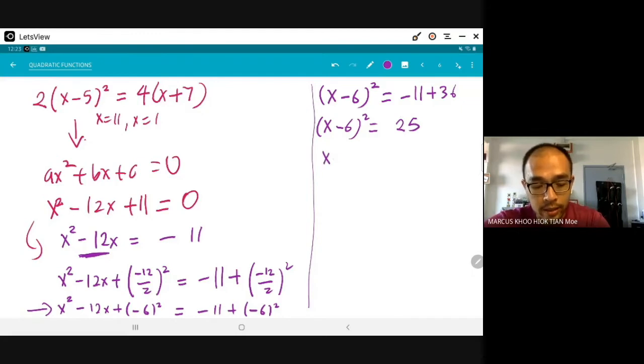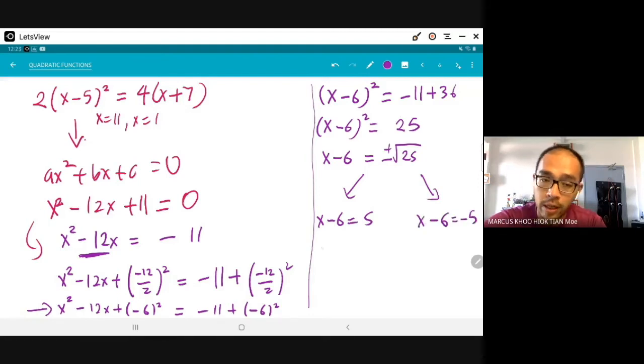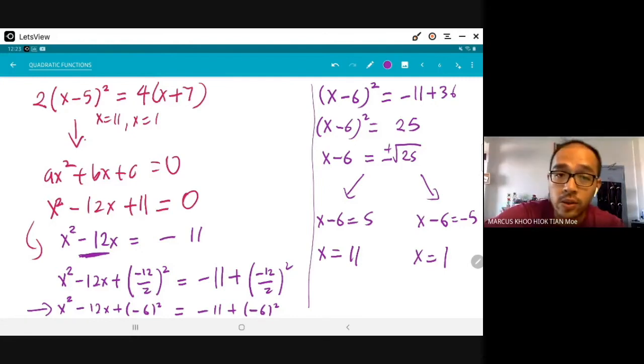Okay, so x minus 6 equals to square root of 25, tambah tolak. Jadi kalau kita bahagi 2, kita akan dapat x minus 6 equals to 5 and x minus 6 equals to negative 5. Jadi you akan dapat jawapan x equals to 11 and x equals to 1. Yeah, x equals to 11 and x equals to 1.